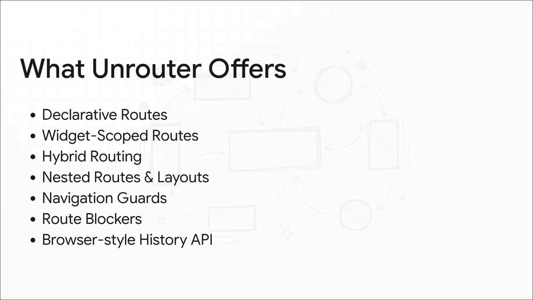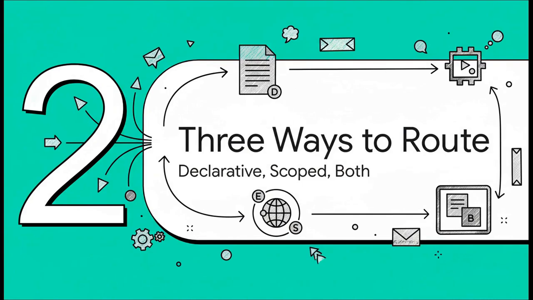Well, Unrouter is packed with features. We're talking declarative routes where everything's in one central place. You've got widget-scoped routes for making your code super modular. You can even mix and match them with a hybrid approach. And on top of that, you get all the good stuff like nested layouts, navigation guards for security, route blockers, and even a history API that feels just like a web browser. It's the whole package.